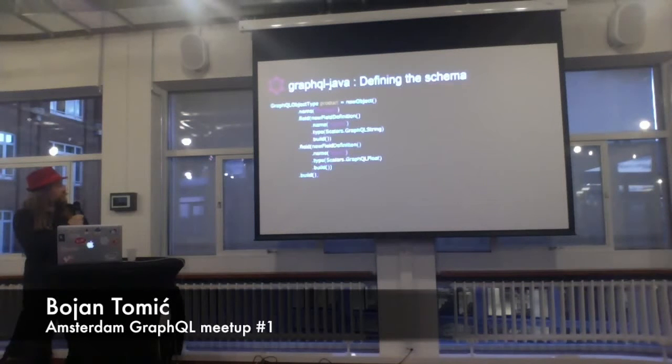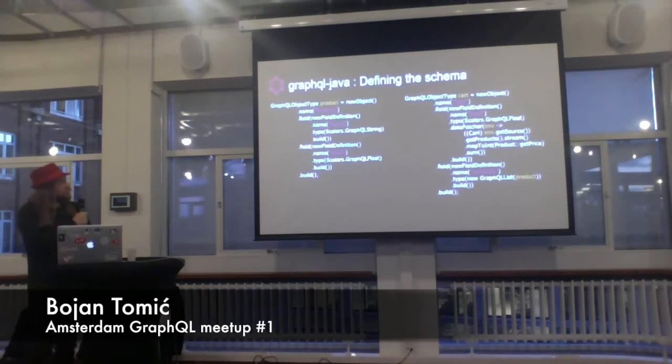So this is the GraphQL Java implementation. You have a nice builder pattern going on. You want to describe your product now, which is a simple type. So you create a new object, which is called product, an object type. And within that you have a field. The field is a name, it's of type string, and then you build that field. And then another field, which is price, and it's of type float. Don't do price as a float, by the way. And then you build it, and now you have a product type.